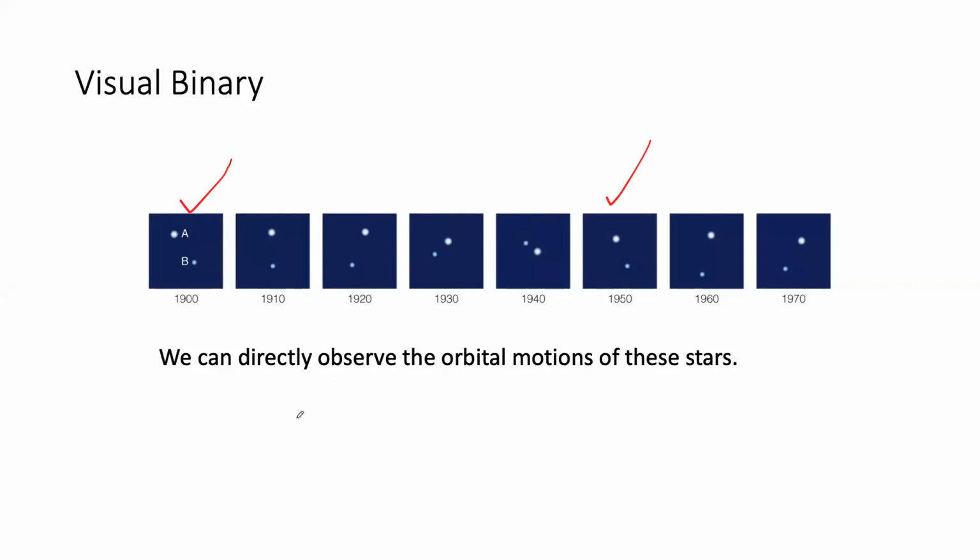Right, so in this case, we're seeing an orbital period of about 50 years. All right, so we can tell that from a visual binary, right? We can look directly at it and figure out how long it takes for these two stars to orbit each other.